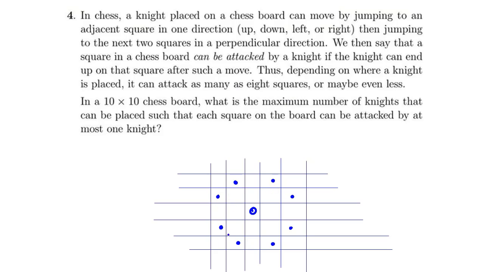But for example, if it is in the corner, let me show you. If it is in the corner like this, then it can attack, for example, only 2, here and here, because the other 6 cells are outside the square. In a 10 by 10 chessboard, what's the maximum number of knights that can be placed such that each square on the board can be attacked by at most one knight?